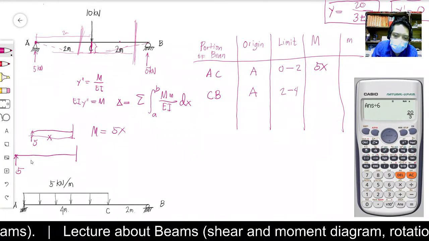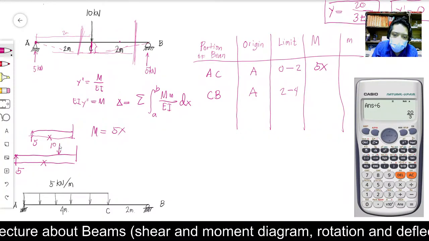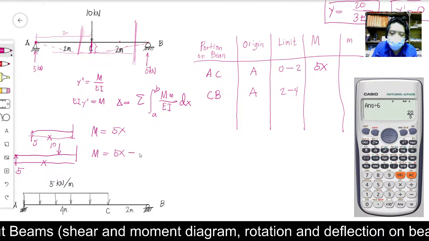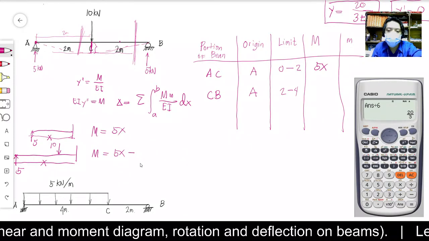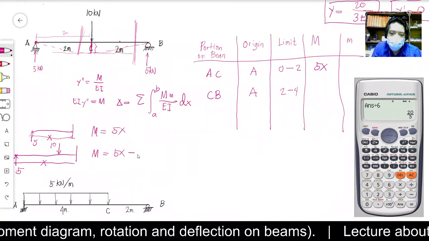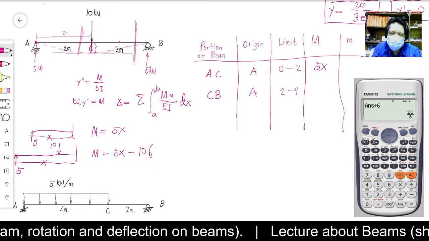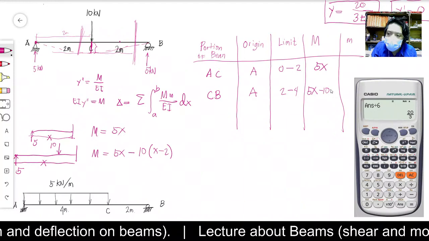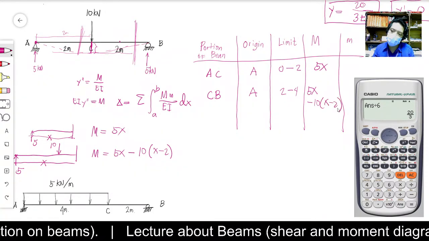You have your 5. And this distance is x. And you have here, meron ni mo load didi nga, 10. Okay, so this is, your moment is equal to 5 times x minus 10 times x minus 2. That is 5x minus 10 times x minus 2. Yan. So that's the moment.